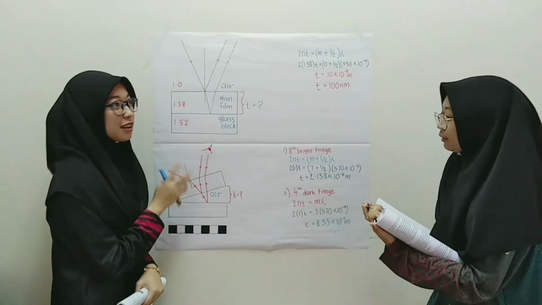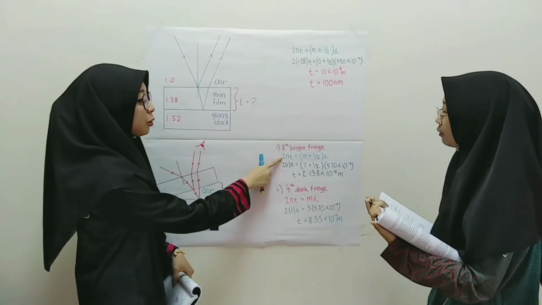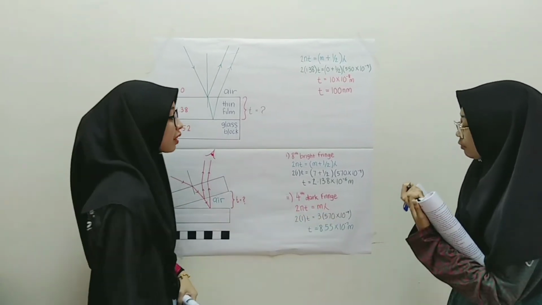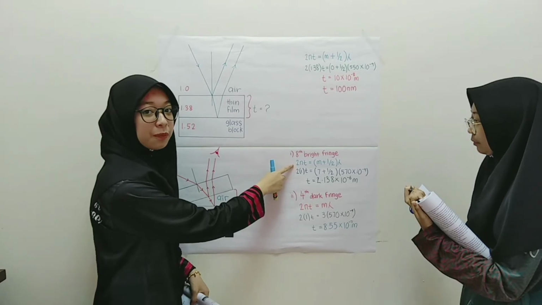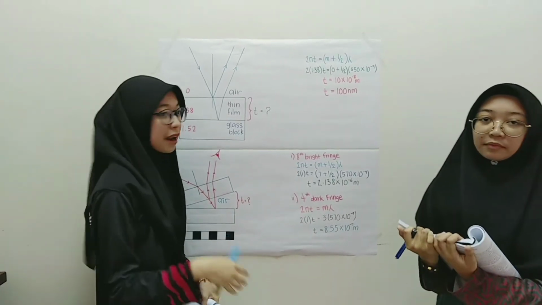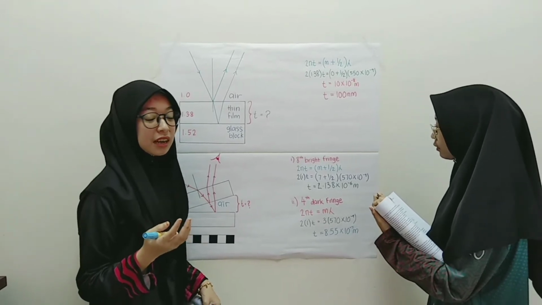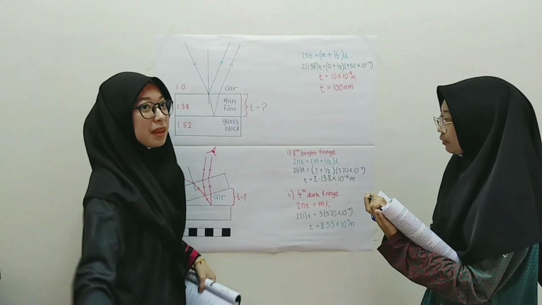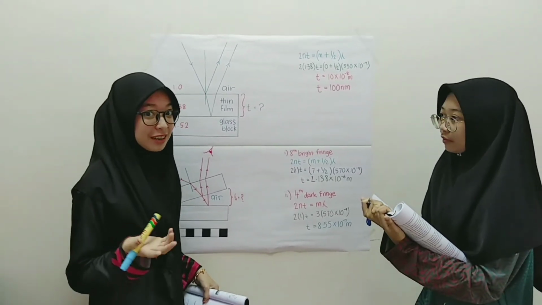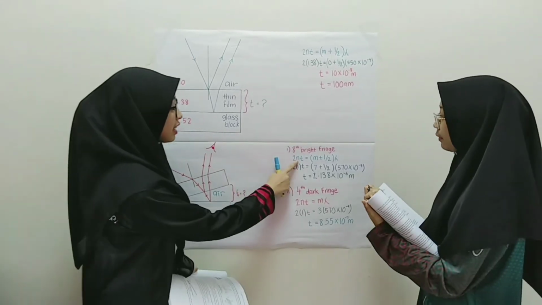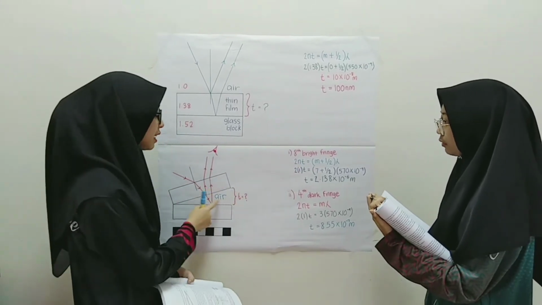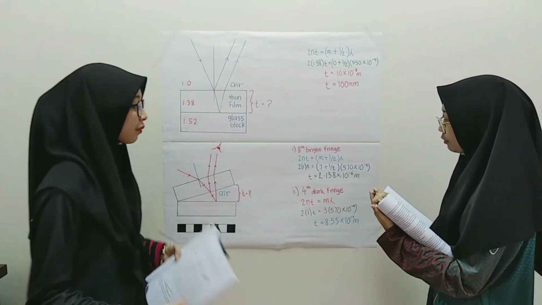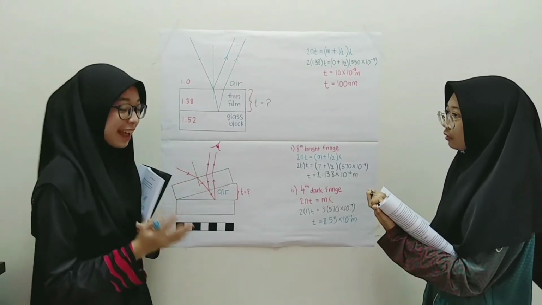For this situation, there are two equations. First, 2nt equal to m plus half lambda, and another is 2nt equal to m lambda. For this equation, they will ask us to find the bright fringe, which is constructive interference, and for the other one, the dark fringe, which is destructive interference. So n is for the refractive index, which for air is equal to 1. For m, how to get the m?